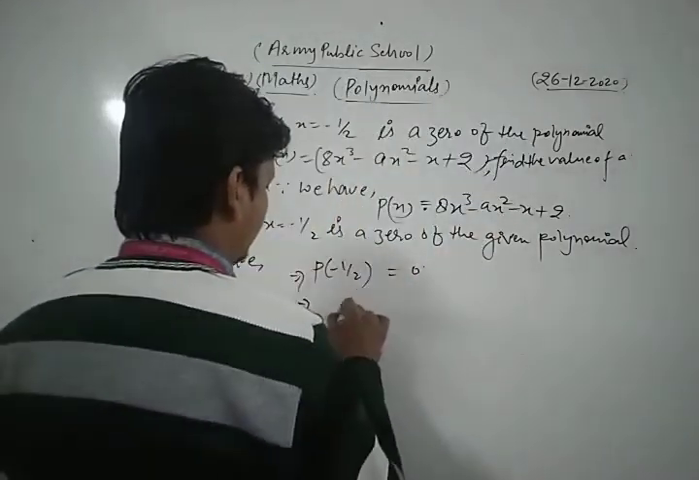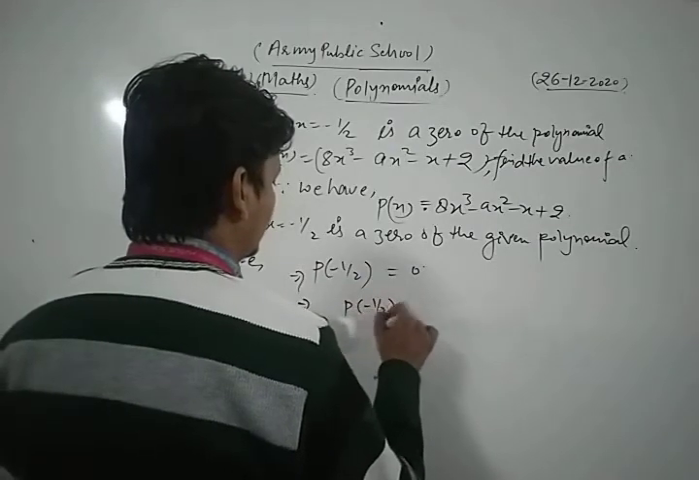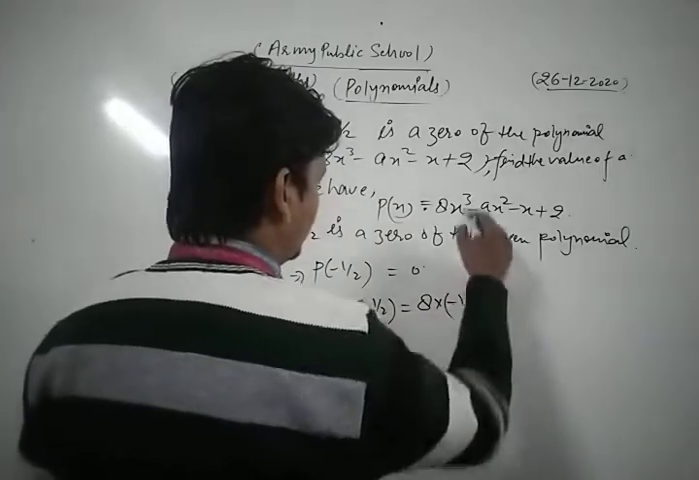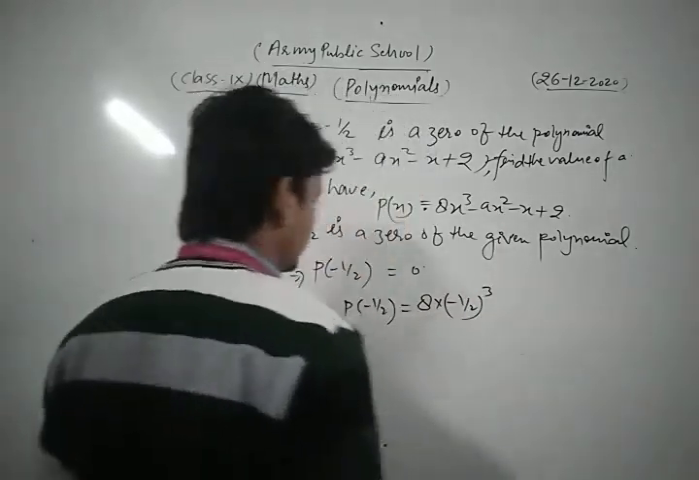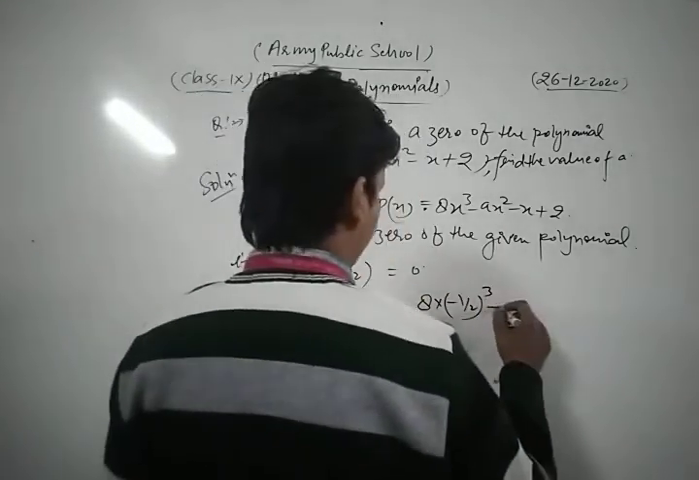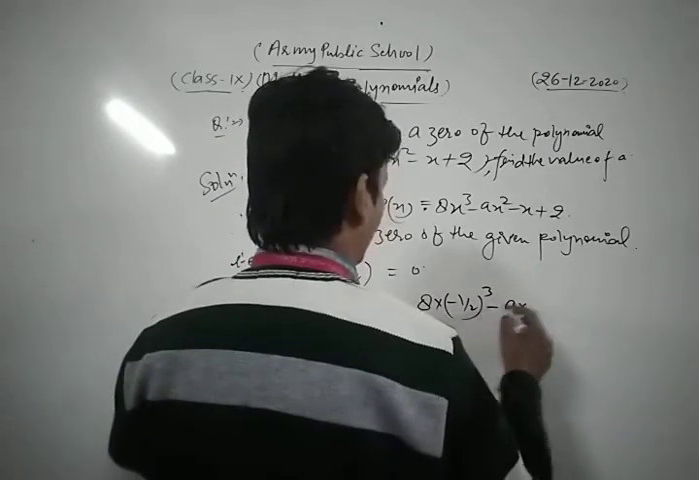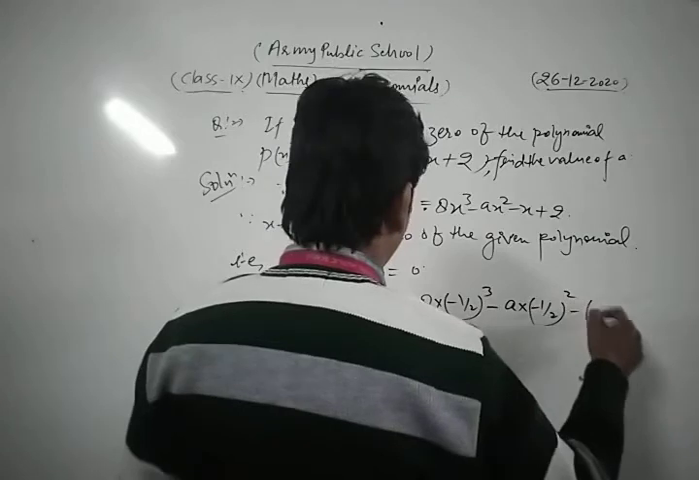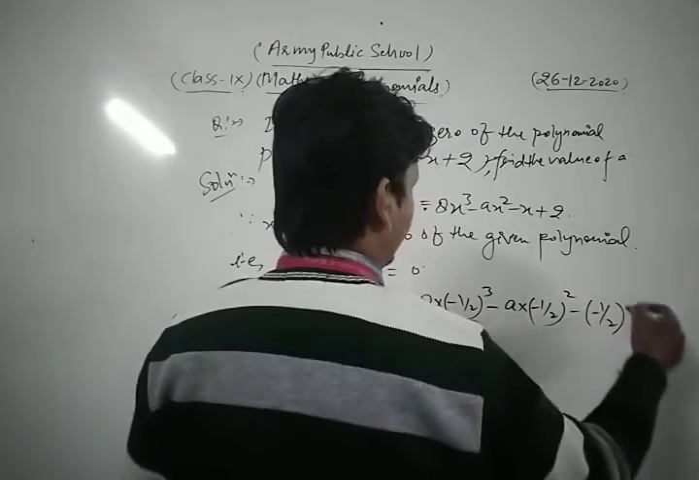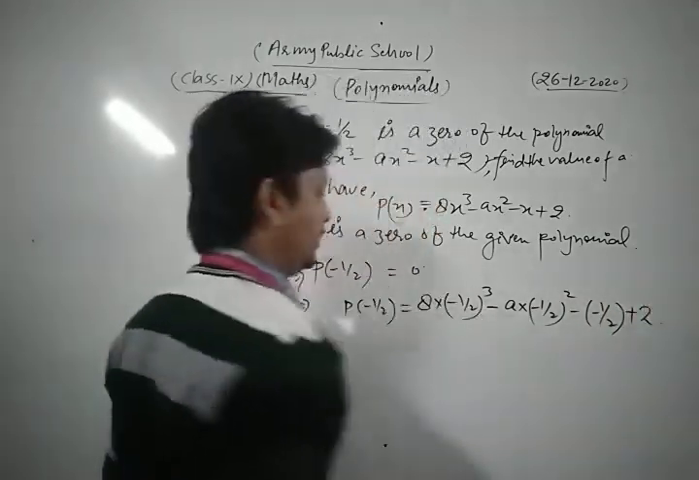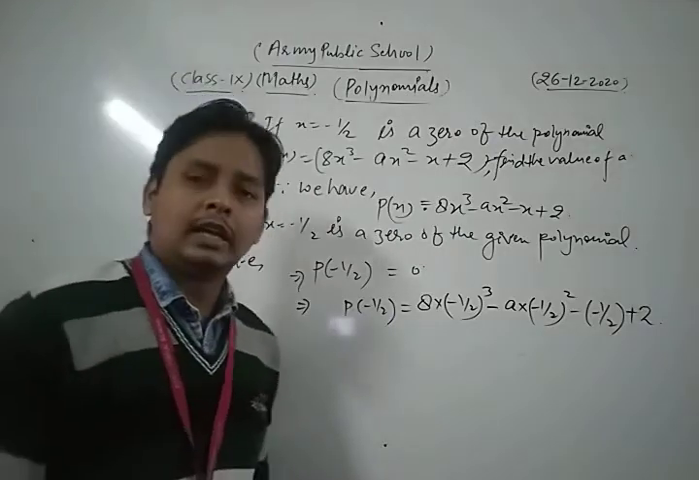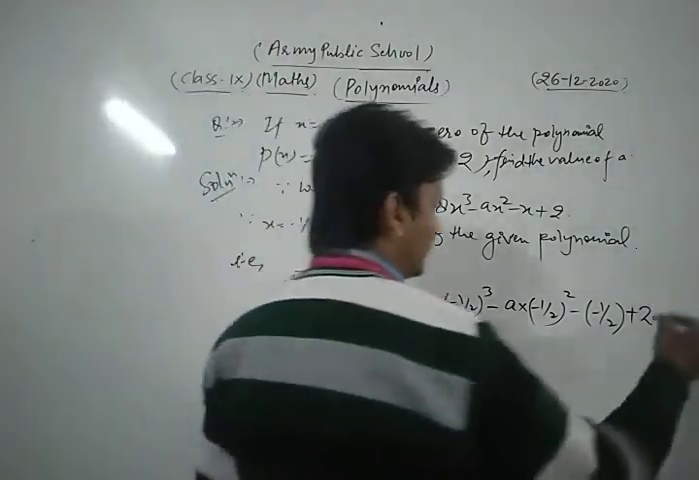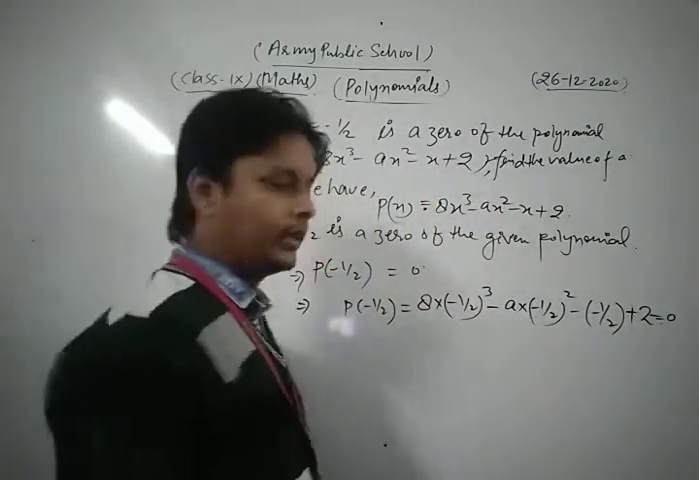That is, we get p of minus 1 by 2 is equal to 8 into (minus 1 by 2) whole cube minus a(minus 1 by 2) whole square minus 3(minus 1 by 2) plus 2. We just replace x by minus 1 by 2, and its value becomes equal to 0. Now we simplify them.